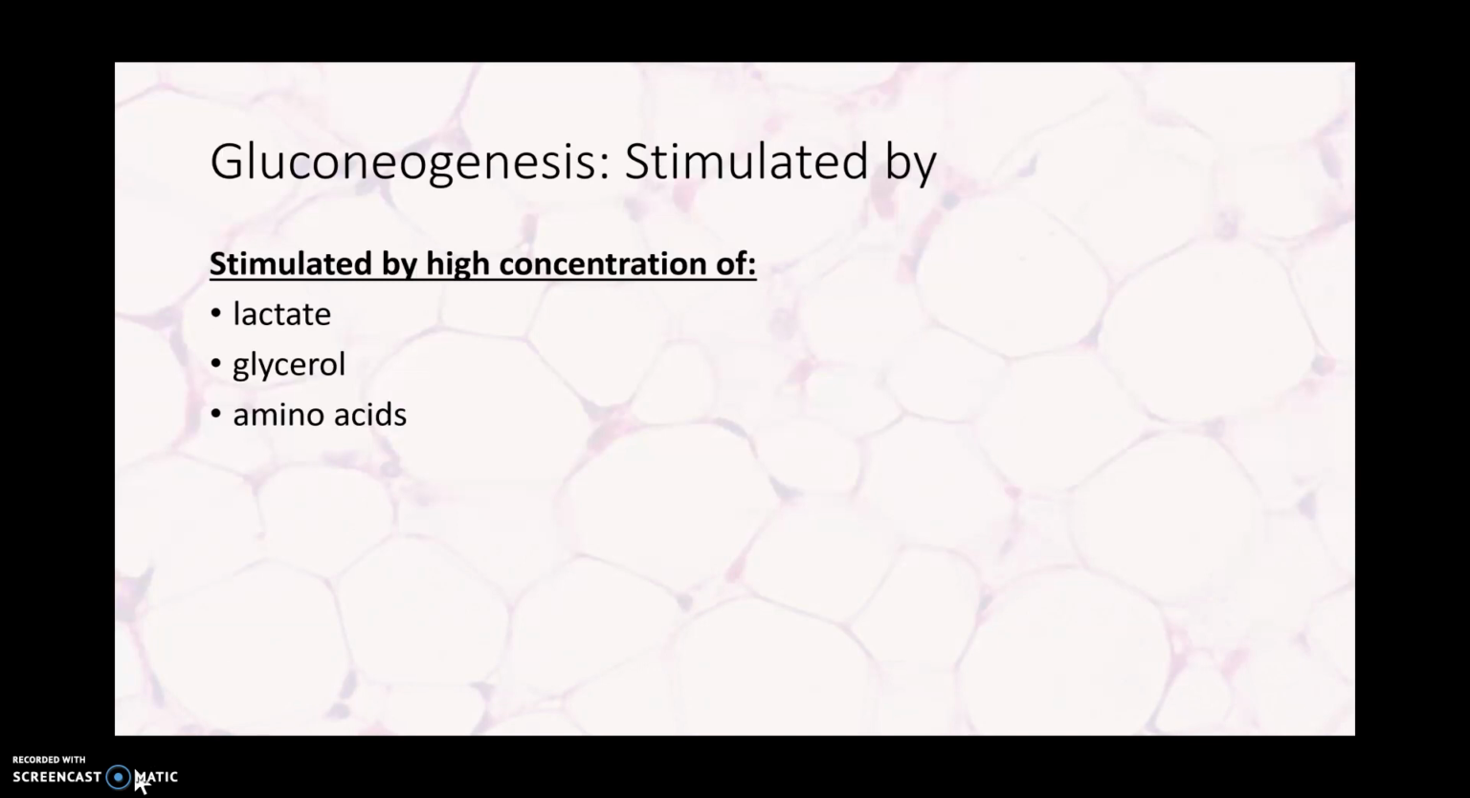Okay, so gluconeogenesis is stimulated by high levels of lactate, glycerol, and amino acids. So ultimately what this means is, again, we're at periods of starvation or we have exercised and used a lot of our energy stores up, and high levels of these indicate that. So these will indicate to our cells that, okay, we need to kick it up a notch and produce more glucose. So this will stimulate gluconeogenesis in our liver.